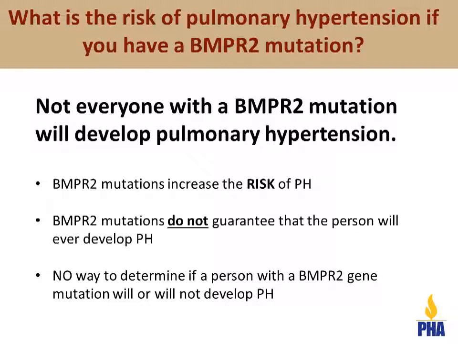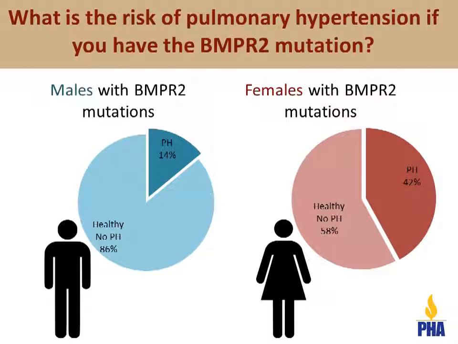For instance, adults are more likely to develop pulmonary hypertension than children. Women with BMPR2 mutations are also more likely to develop pulmonary hypertension than men. About 42% of women with a BMPR2 mutation will develop pulmonary hypertension at some point in their lifetime, compared to only 14% of men with a BMPR2 mutation. This also means that 58% of women and 86% of men with a BMPR2 mutation will never develop pulmonary hypertension.